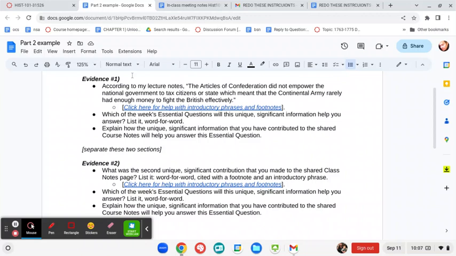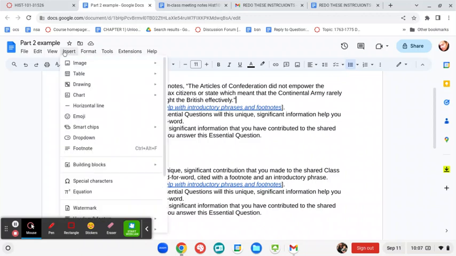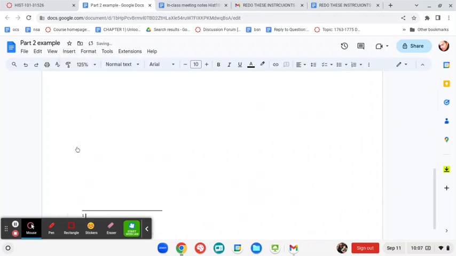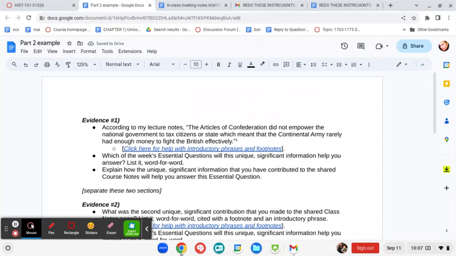And so you want to say, insert footnote, and all you need for the lecture notes is the topic of the lecture. Just say American Revolution lecture notes, and it always helps if you spell check. I'm a terrible typist, right? And that's all you need for that. So here are your lecture notes. You've got an introductory phrase, you've got it footnoted.